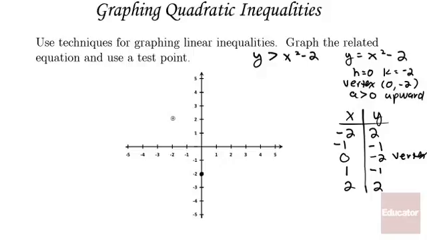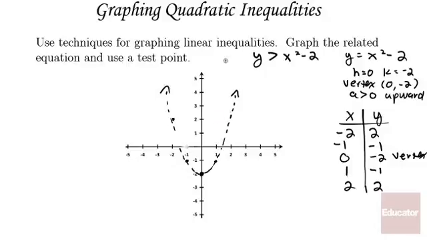So negative 2, 2. Negative 1, negative 1. Vertex, I already have graphed. Then 1, negative 1, and 2, 2. So I can see the shape of the graph. Now, since this is a strict inequality, the boundary line is going to be dashed. It's not going to be part of the solution set. And as expected, this parabola faces upward.